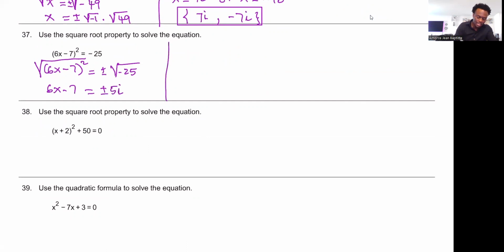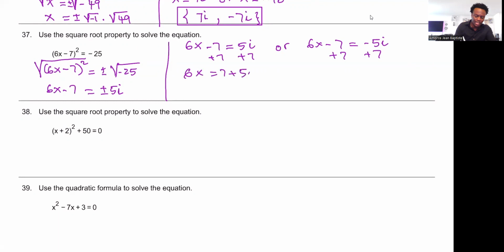And now we can go ahead and separate as 6x minus 7 equals 5i, or 6x minus 7 equals negative 5i. Okay, so now that I have two equations, I can solve each and see my solutions. Plus 7 on each side, because I want to isolate the variable here. That gives me 6x equals 7 plus 5i, and then 6x equals 7 minus 5i for the second equation.